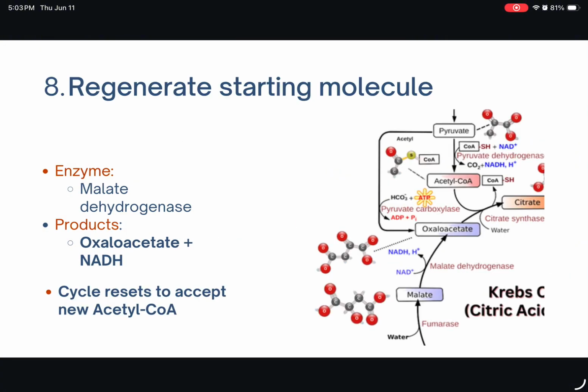Then for step 8, finally, malate is oxidized by the enzyme malate dehydrogenase. This reaction produces one last NADH and changes malate back into oxaloacetate, the exact same molecule we started with in the beginning. Now it is ready to combine with a new acetyl-CoA and start the whole cycle all over again.